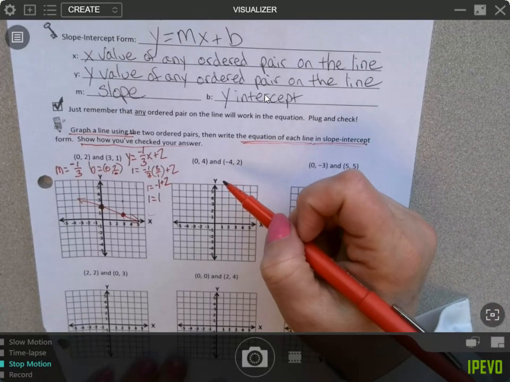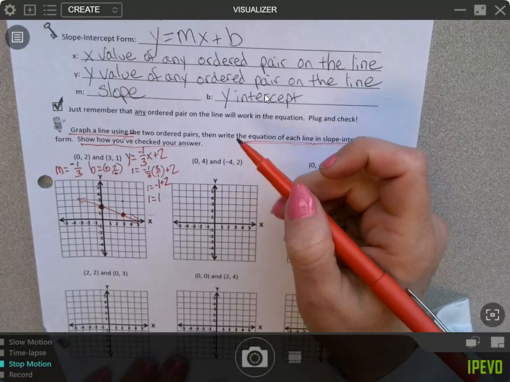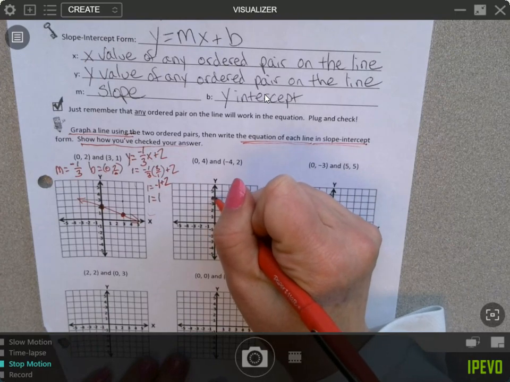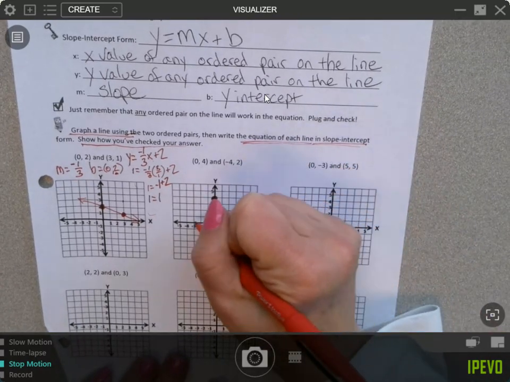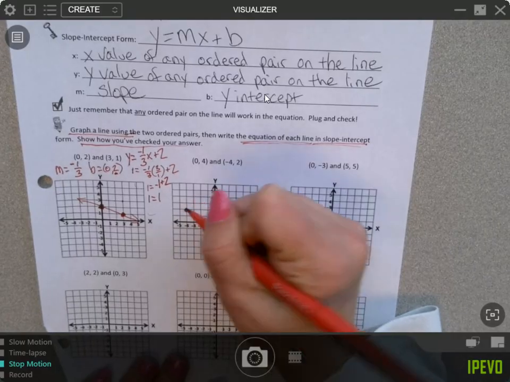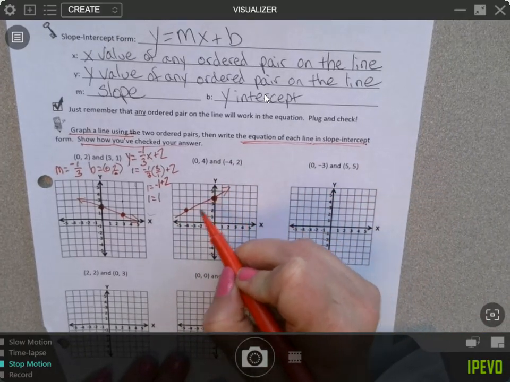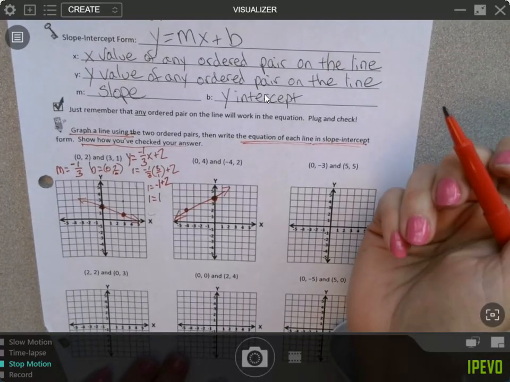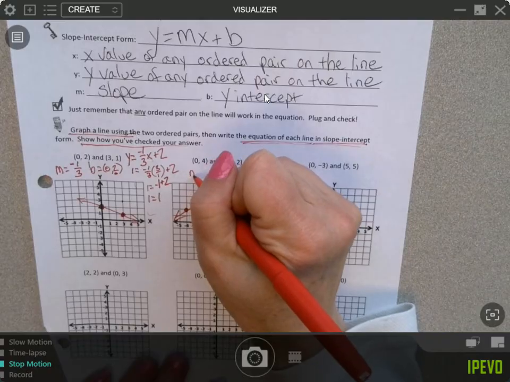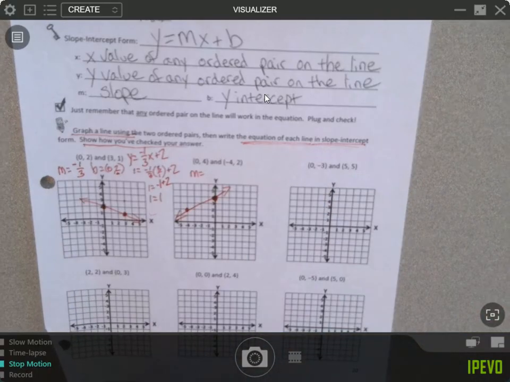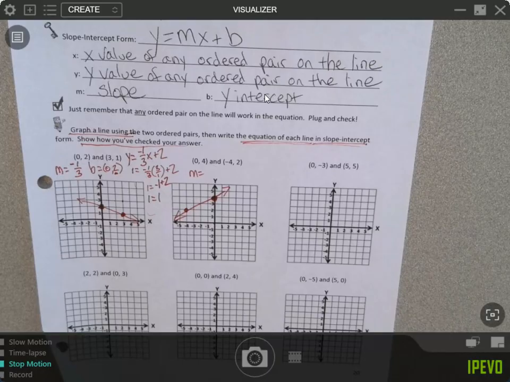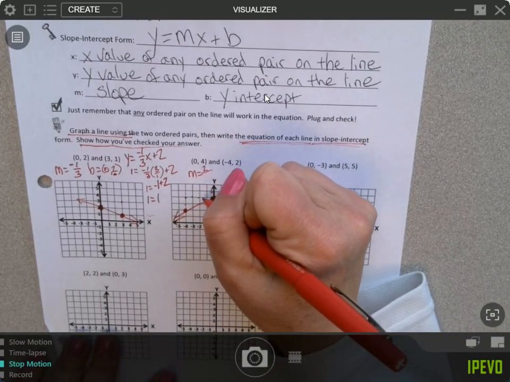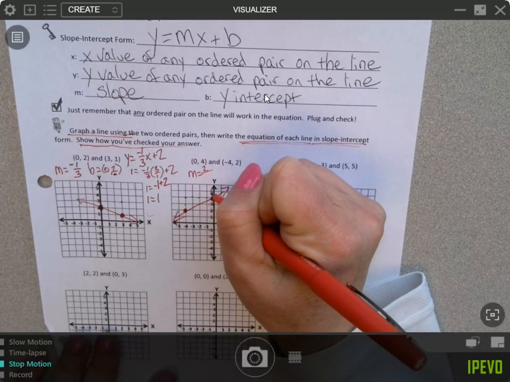What's the first step I'm going to do? Claire? Graph it. So 0, 4. X is 0, y is 4. Negative 4, 2. There is my line. So I graphed it. Now I need to write it in the slope-intercept form. So I need to know what my slope is. What is my slope? Hadley? I go up 2 over 1, 2, 3, 4.